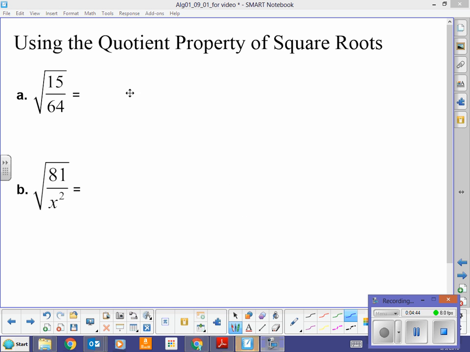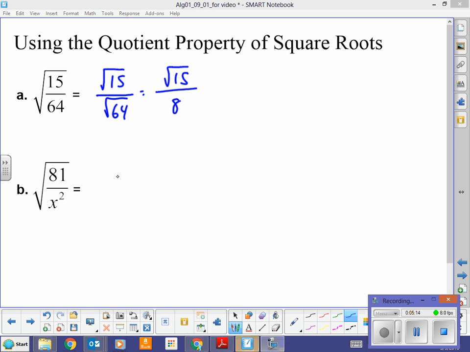Square root of 15 over the square root of 64. So I can split these. And then the square root of 64 is 8. Square root of 15 over the square root of 64. 15, I can only factor to 5 and 3. There's no perfect square there. 64 is already a perfect square, so that becomes the square root of 15 over 8.